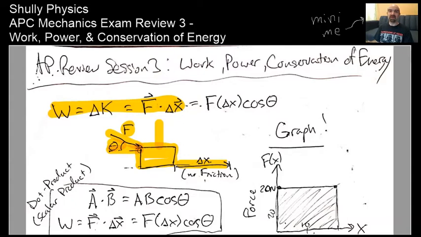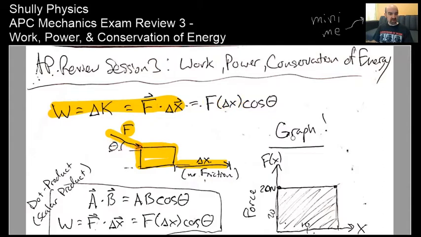In addition, work has no direction. It is a scalar, not a vector. So everything agrees there. If you take F times the cosine of theta, that is the horizontal component of the pushing force, and delta X is the displacement. So just the scalar product, A dot B equals AB cosine theta, agrees perfectly with work here.